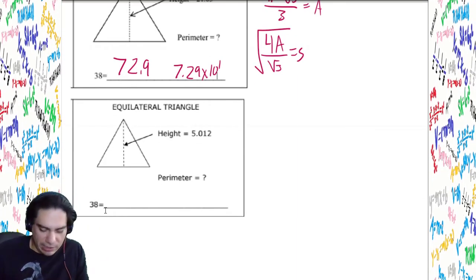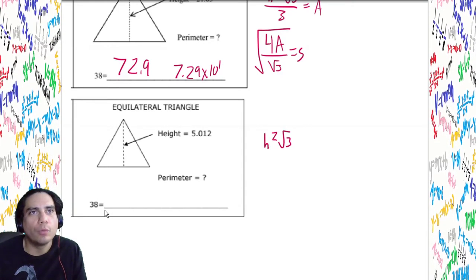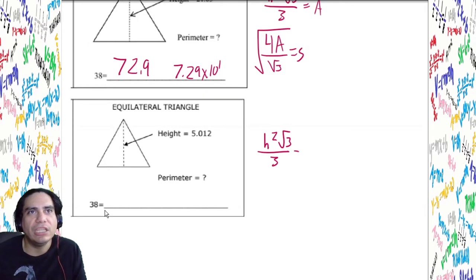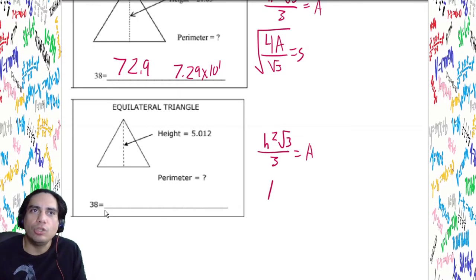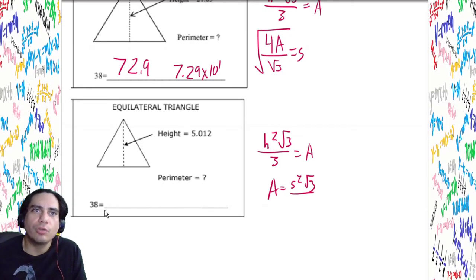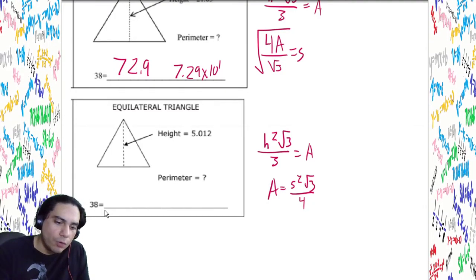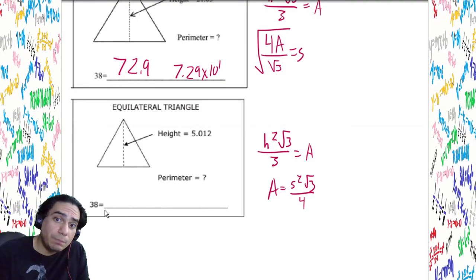One more. We got this height right here. Same thing. Height squared times the square root of 3 divided by 3 is the area. And then we're going to do the area equals side squared times the square root of 3 divided by 4. We're going to work forwards. We're going to work backwards. Remember, our side is supposed to be bigger than the height.